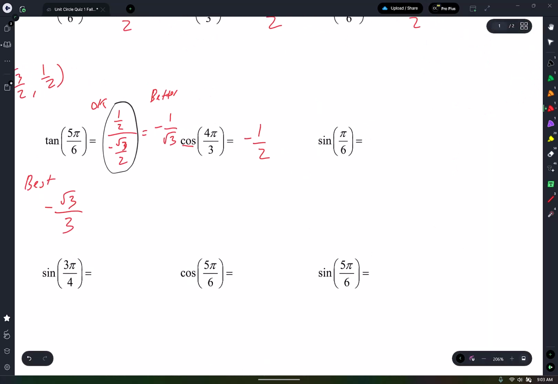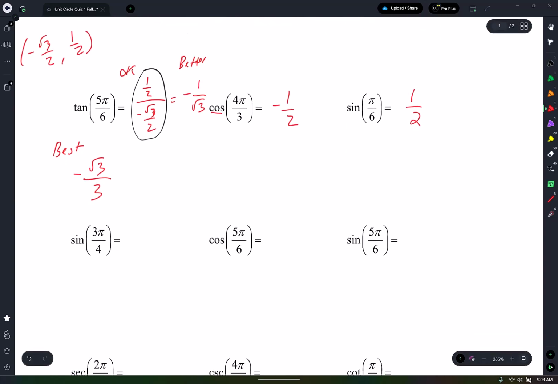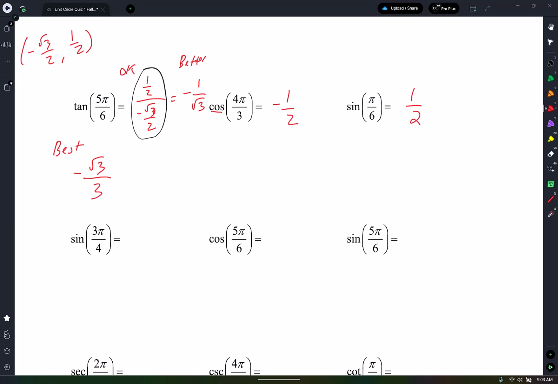All right, sine pi over 6, that's at 30 degrees. Sine is a y value, that's going to be a positive half. Sine 3 pi over 4, 3 pi over 4 is quadrant 2. The y values in quadrant 2 are all positive. Square root of 2 over 2. All the ones over 4 are square root of 2 over 2.